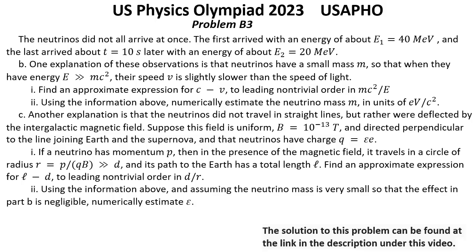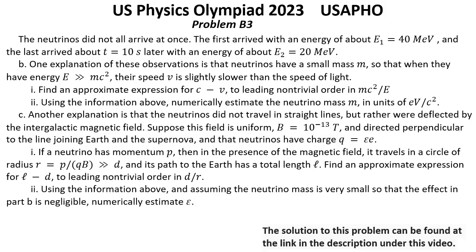Part C. Another explanation is that the neutrinos did not travel in straight lines, but rather were deflected by the intergalactic magnetic field. Suppose this field is uniform, B equal 10^-13 Tesla and directed perpendicular to the line joining Earth and the supernova, and that neutrinos have charge Q equal epsilon E.